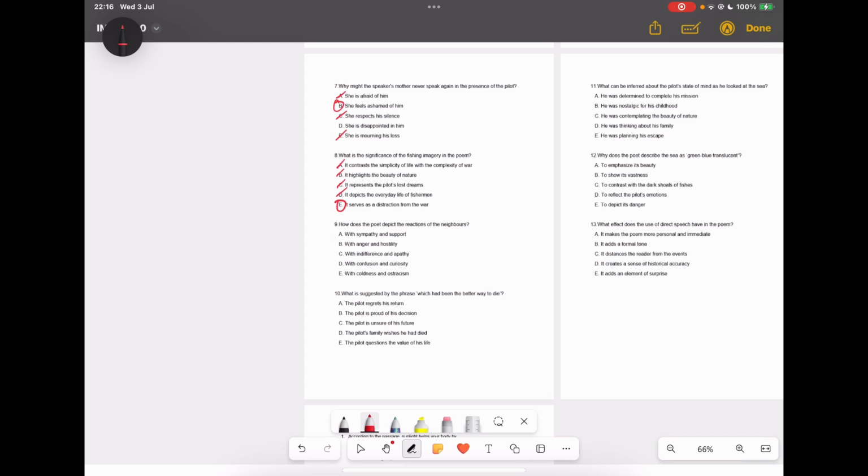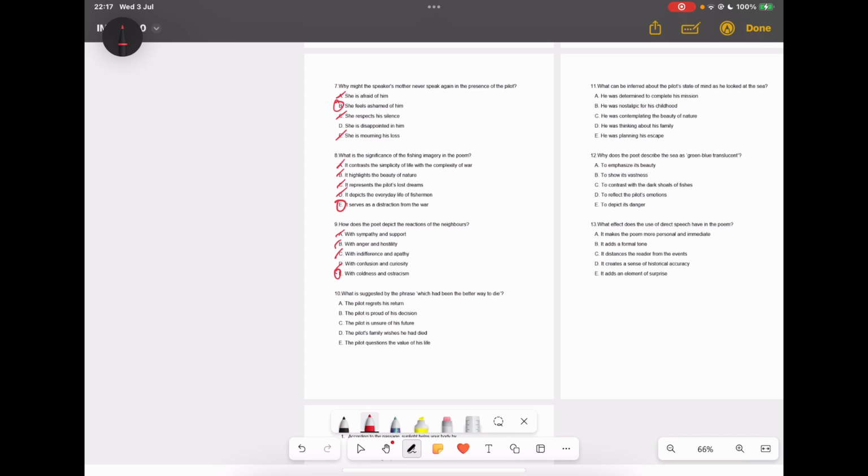So 9. How does the poet depict the reactions of the neighbours? So A, with sympathy and support. No. Because they also shut him out. B, with anger and hostility. No. Not anger. C, indifference and apathy. No. D, confusion and curiosity. No. E, coldness and ostracism. This is probably the best one. Ostracism meaning exclusion and rejection. So when they don't talk to him, this is ostracism. So that'll be E.